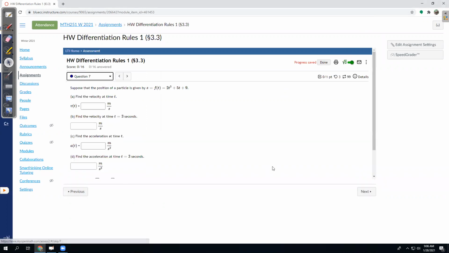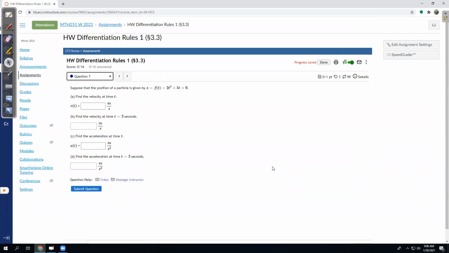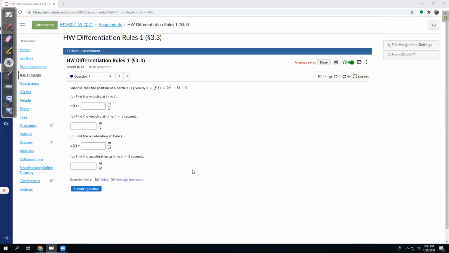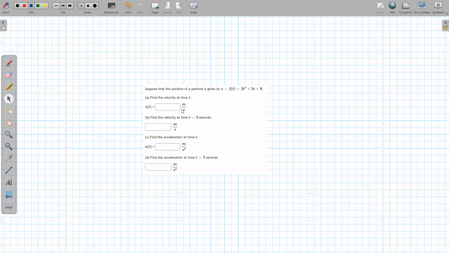Number 7. Okay, yeah, so we did a problem like this at the end of class yesterday. So we have this position function, and S is the typical variable for position, which comes from physics and Latin. And it's a function of time. And let's do it.